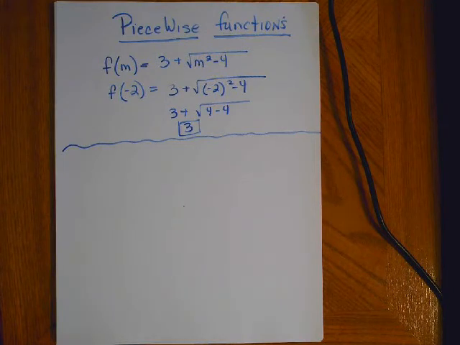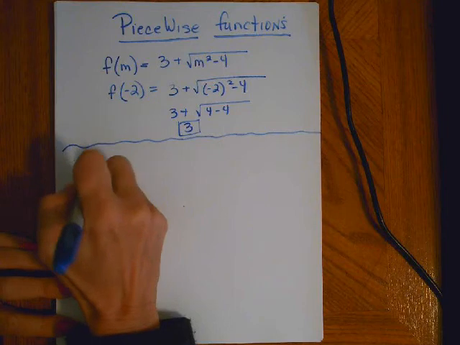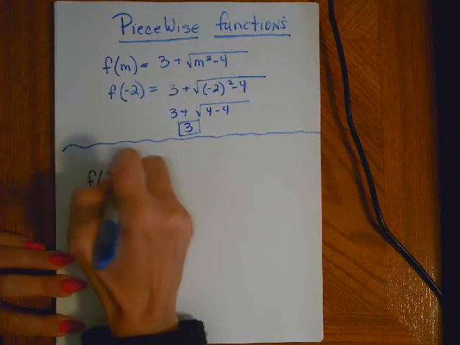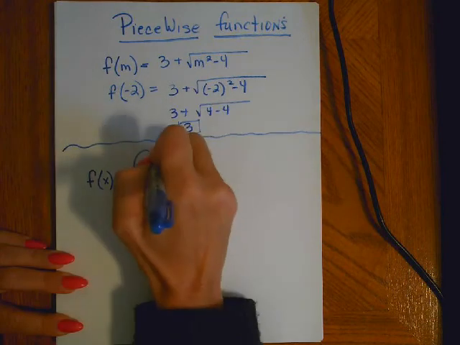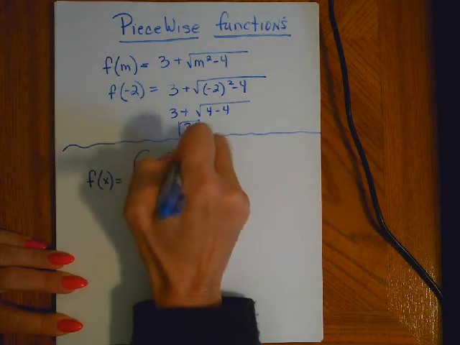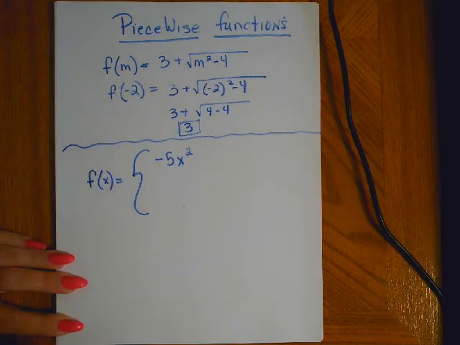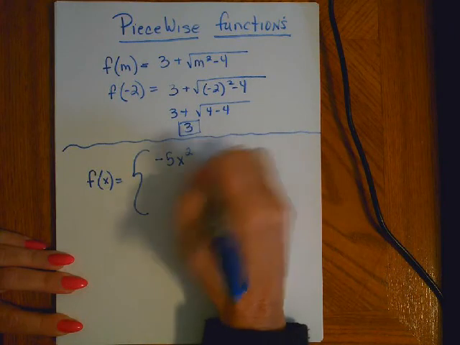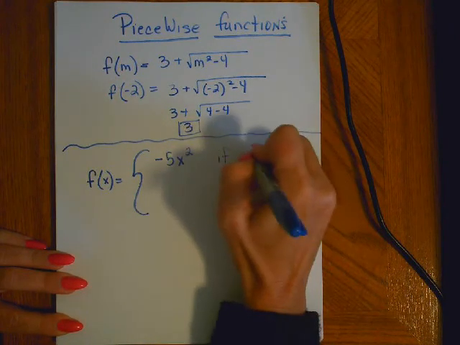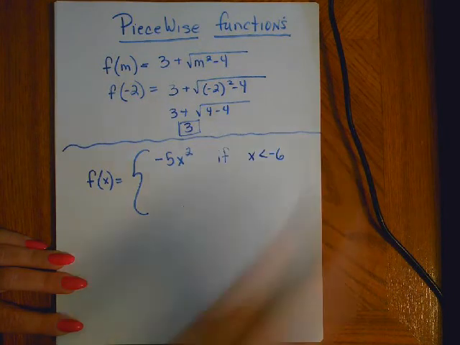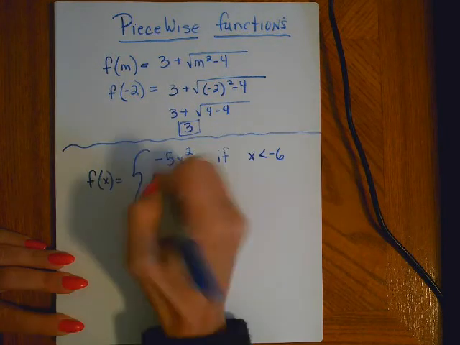So let me just write out what a piecewise function looks like. And you're going to see it and say, oh yeah, I remember those. It's got that little squiggly there. And it's negative 5x squared, which on its own is a function, but it's part of a bigger function. And this only works if your x values are less than negative 6. Then we have another piece of this function.